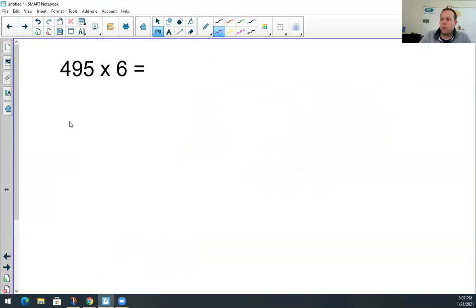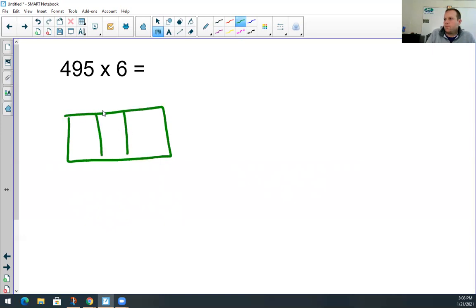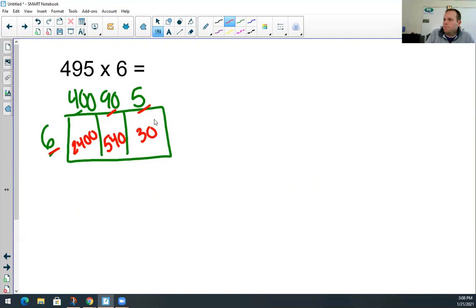Next problem is 495 times 6. So again, hit pause, and then you'll be able to follow along as I go through it. 495 times 6. All right, so area model. 495 multiplied by 6. 6 times 4 is 24 with the 2 zeros. 6 times 9 is 54 with 1. And 6 times 5 is 30.